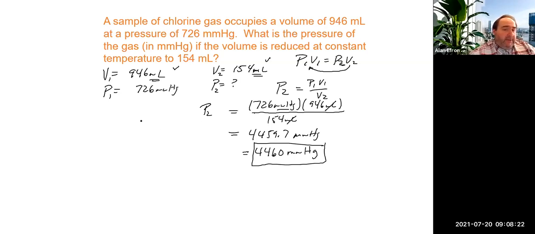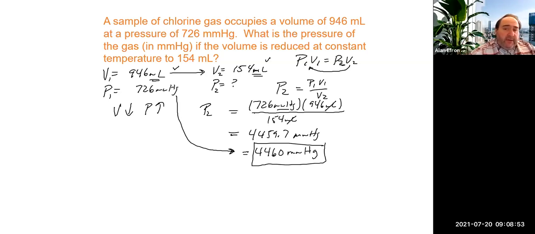In addition, we can also look at our relationship here, just to make sure it makes sense. What we see in terms of volume is that the volume is actually decreasing. So the volume is going down, which means that we would predict that the pressure should go up. And it went from 726 to 4,400. So it definitely went up. This does fit with our Boyle's law understanding. We lowered the volume, so we should expect an increase in pressure.